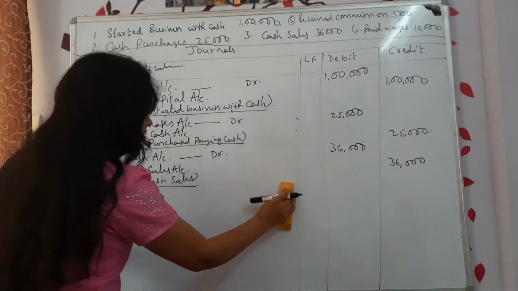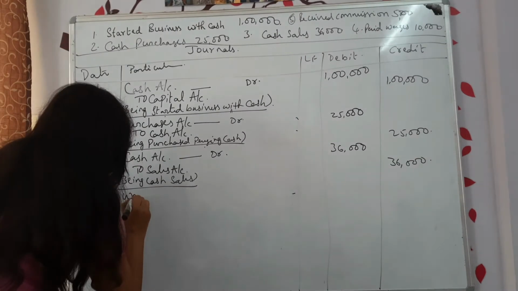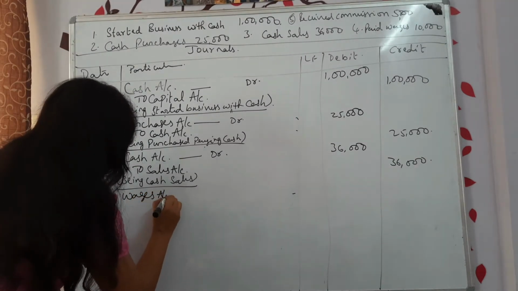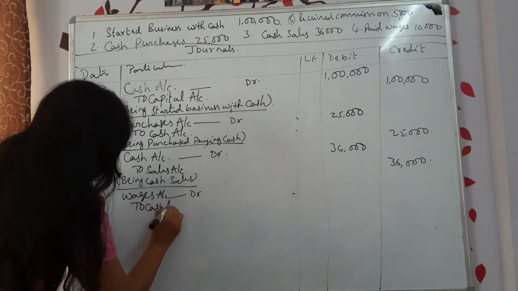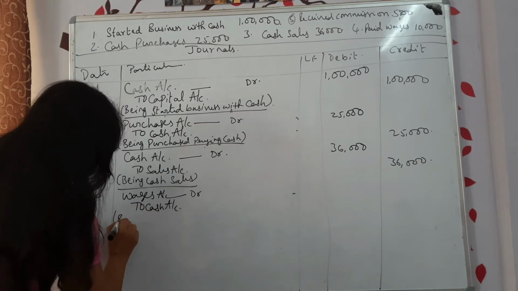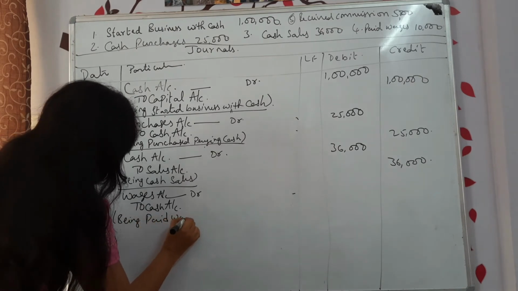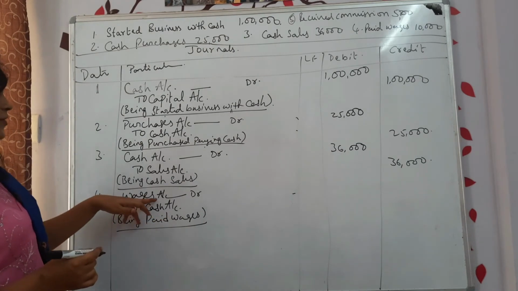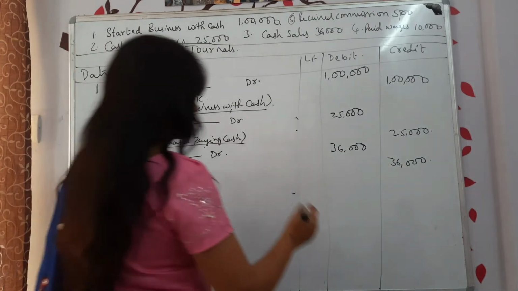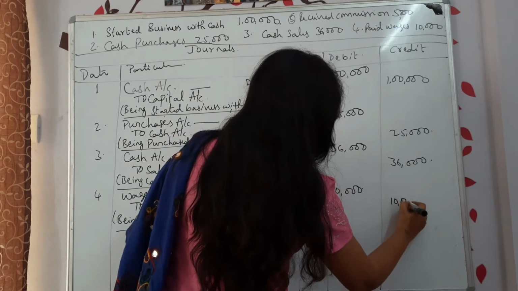So let me write on the journal. Wages account debtor to cash account being paid wages. Being paid wages. In front of wages, debit side, how much? 10,000. In front of cash, 10,000.